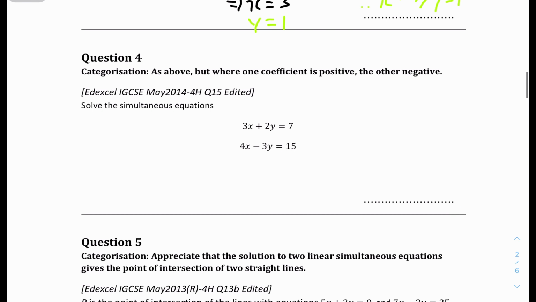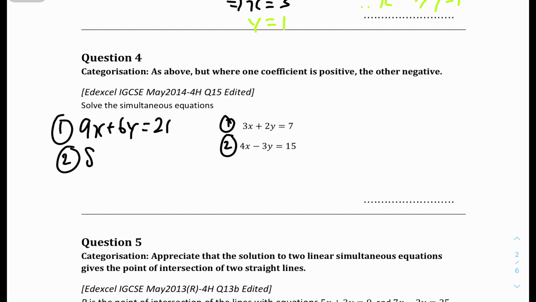And number 4, solve the simultaneous equation as well. So we could just times the top by 3 and times the bottom by 2 to get rid of the y. So let's just write it here. Times the top by 3 will be 9x plus 6y equals 21. And the bottom times by 2 gives 8x minus 6y equals 30.